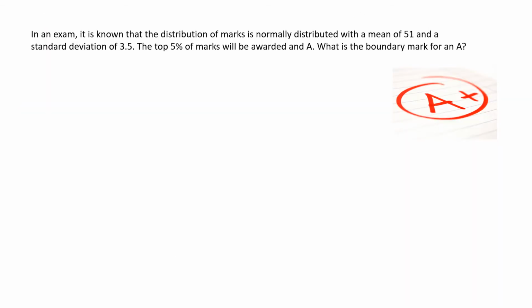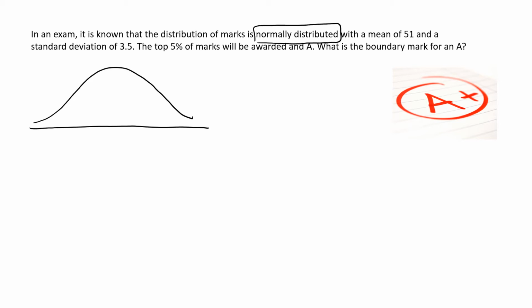So let's do this type of problem one more time. This time it's an exam, and it is known that the distribution of marks is normally distributed. So right away I know that I am going to draw my bell curve. Normally distributed, that's what bell curve means. And it has a mean of 51 and a standard deviation of 3.5. So this is my marks as a percentage.